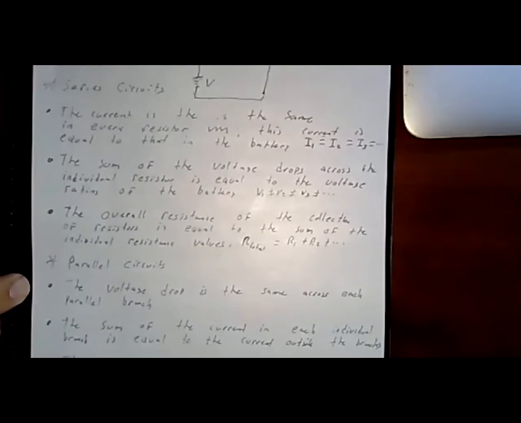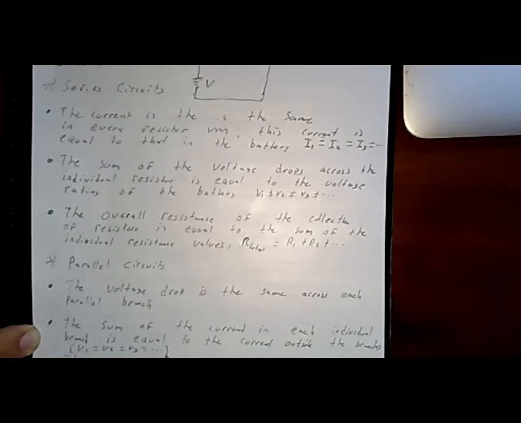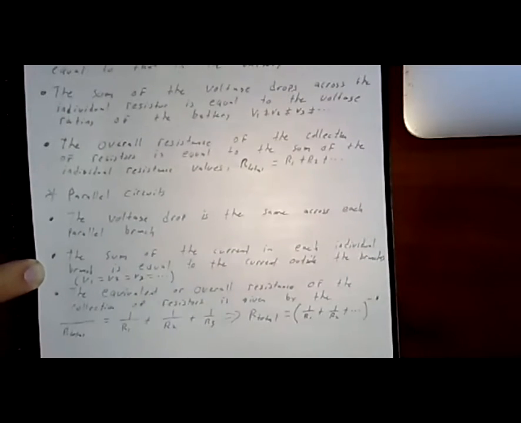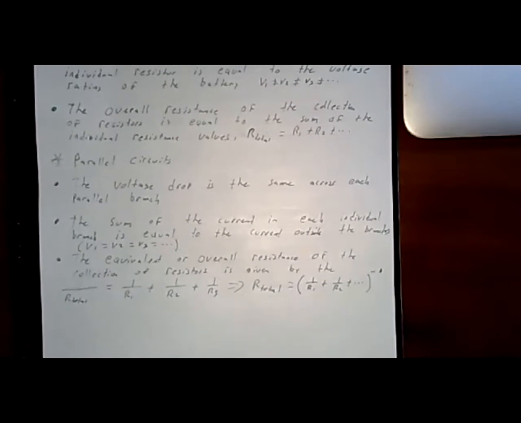Parallel circuits, voltages are equal to each other. So in this guy here, V1 is equal to V2 is equal to V3, equal to the rest. Okay, and parallel for voltage. Oh, wait a second. That was the voltage, wasn't it?